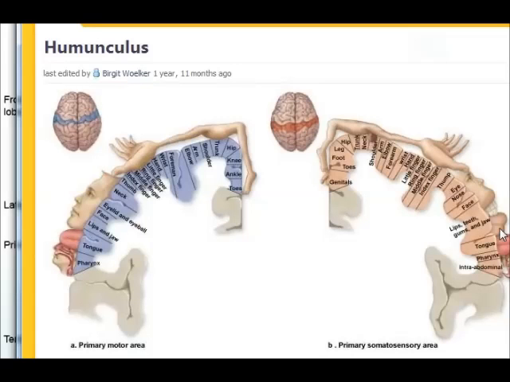And I wanted to stop and take a second here to talk about the homunculi. In the primary motor area and in the primary somatosensory area, so that's the precentral gyrus and the postcentral gyrus, they've actually mapped out what in the cortex corresponds to what parts of the body. For example, if you stimulate this area here, which is a motor area, you may get movement in the hand. If you stimulate this area here, you may get movement in the face, around the eyes.